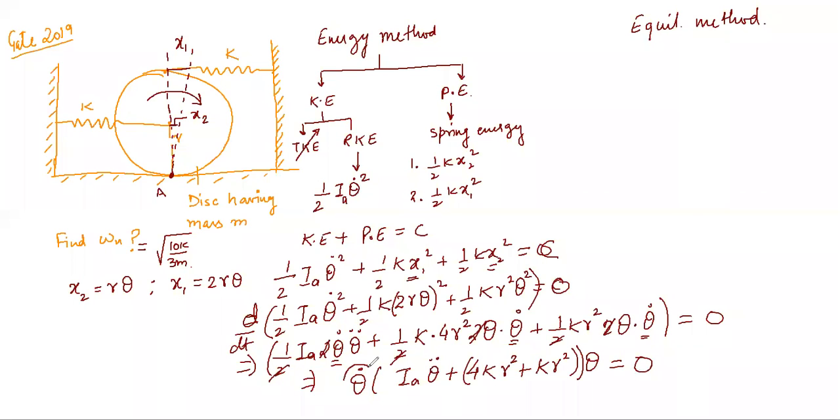This theta dot, that is angular velocity, cannot be equal to 0. So the other factor should be 0, and your required equation becomes theta double dot plus 5k r square theta by IA equals 0. Yes or no?